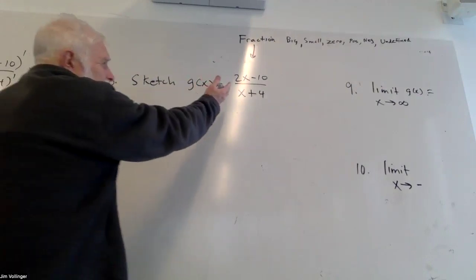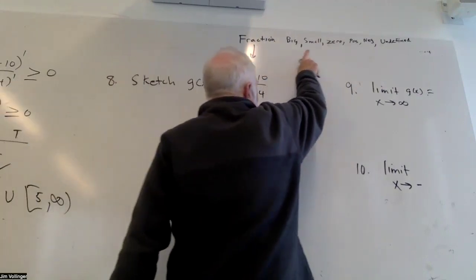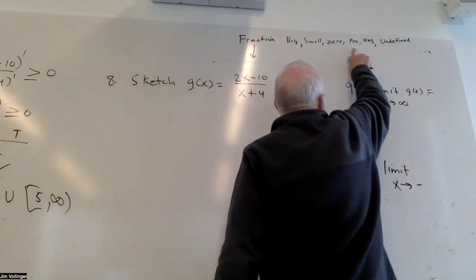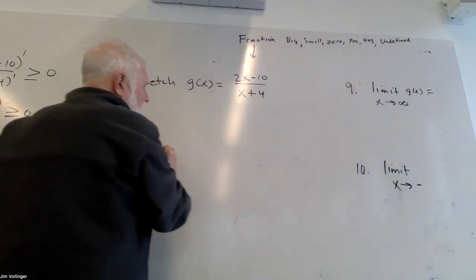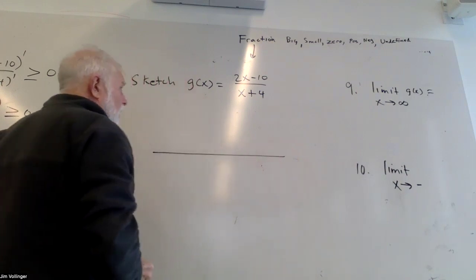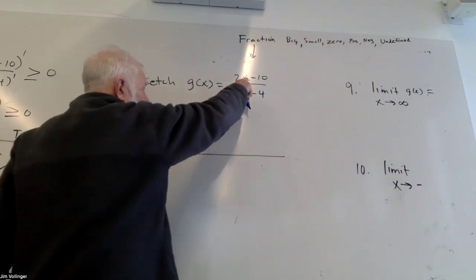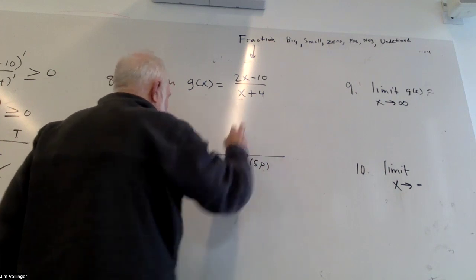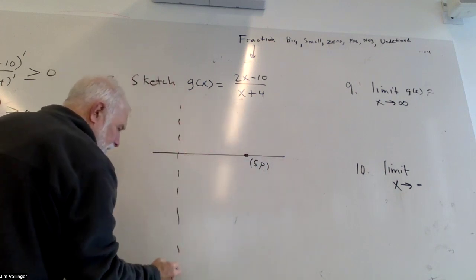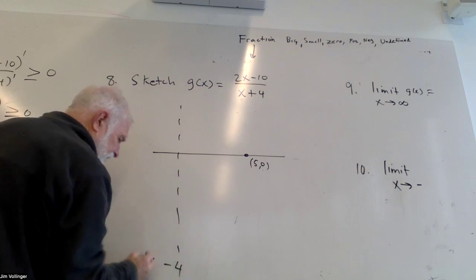But fractions, so you're looking at a fraction. Fractions can be big, they can be small, they can be 0, they can be positive, they can be negative, they can be undefined. So what jumps off the page at us? Well, the two critical numbers, 5, we just said 5 gets you 0, and -4 is undefined. So let's do that. That's an x equals.